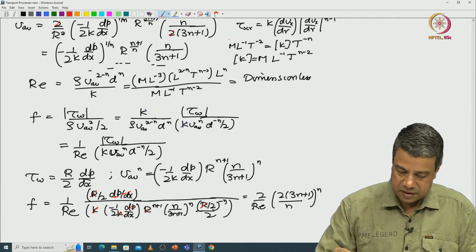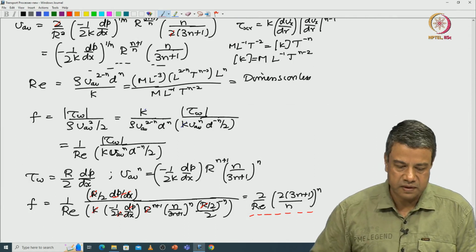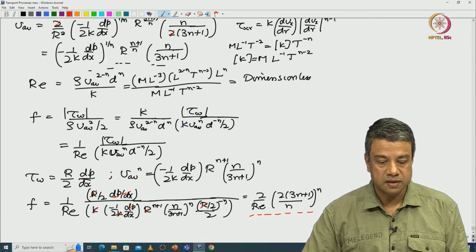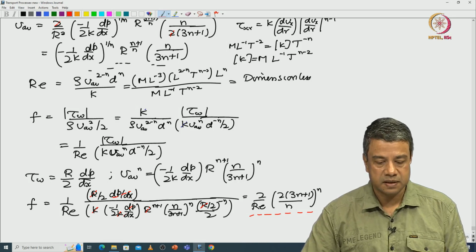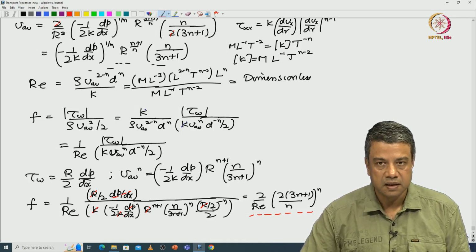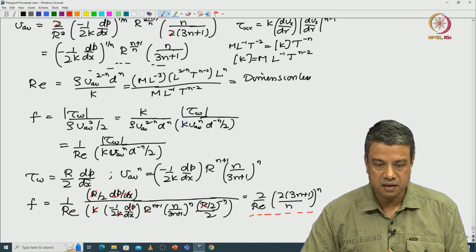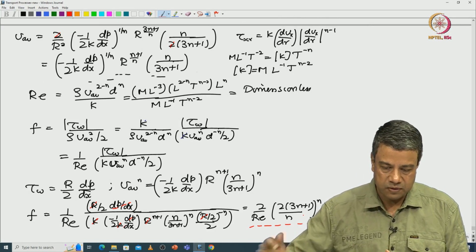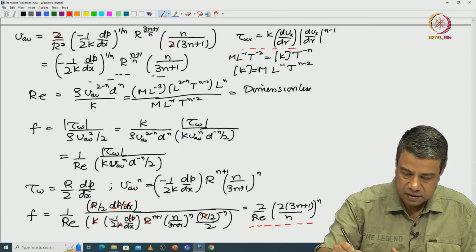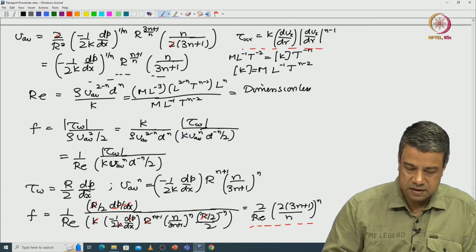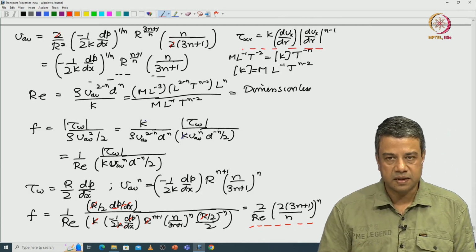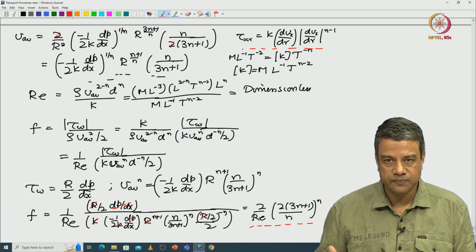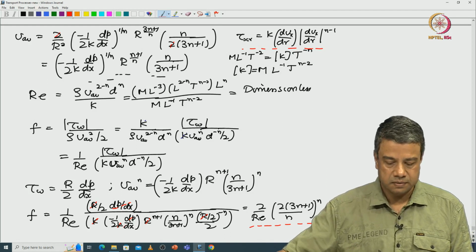We had derived it in this case, the relationship between the friction factor and the Reynolds number, where the dimensionless Reynolds number now is expressed in terms of the power law index and the flow consistency index, both of which are defined for a power law fluid like this, and the Reynolds number has to be expressed in terms of the flow consistency index and the power law index instead of the viscosity.